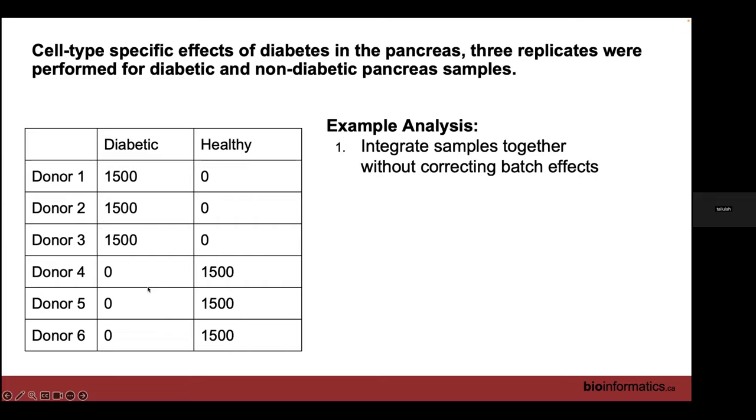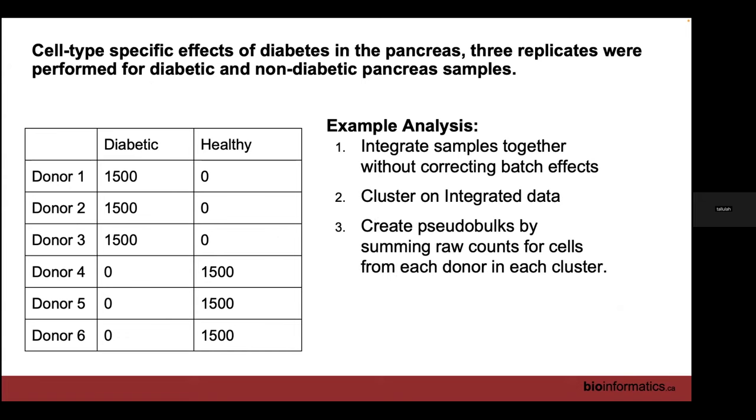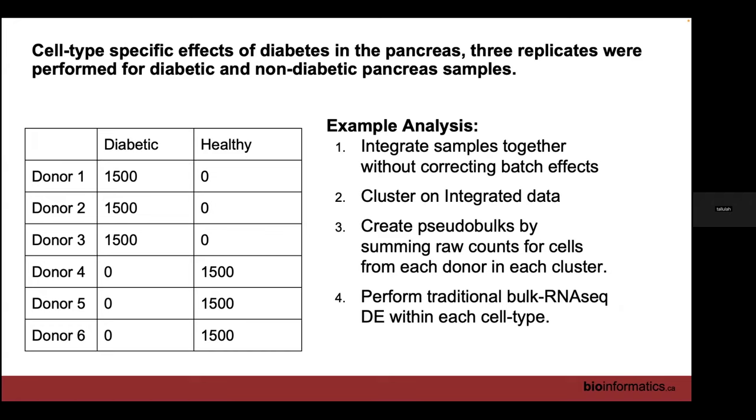So the most obvious thing to do would be take all of these samples, integrate them together without correcting for batch effects, cluster the integrated data, label, annotate them, then create pseudo bulks by summing the raw counts for cells from each donor in each cluster, and doing DESeq2 to find the differentially expressed genes in each cluster between diabetic and healthy.